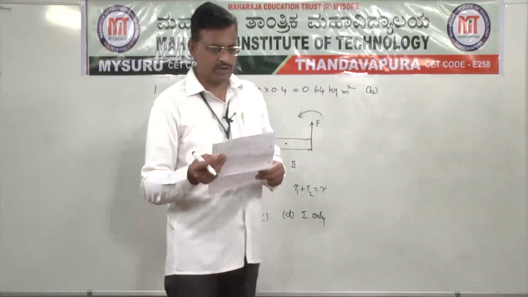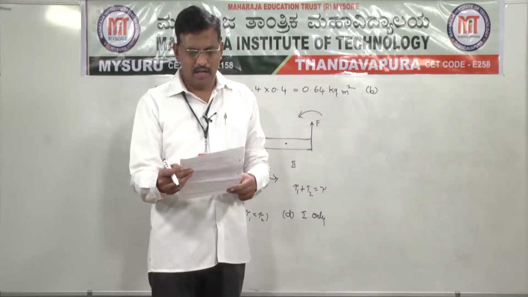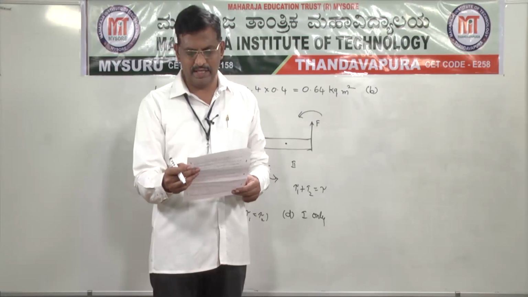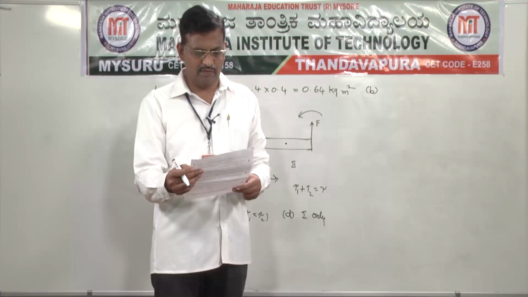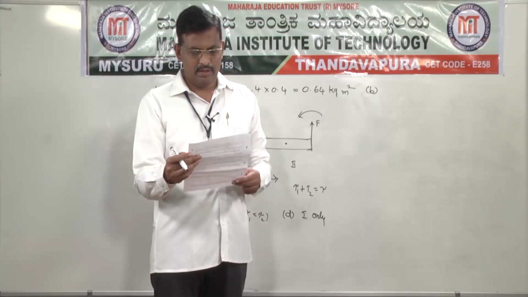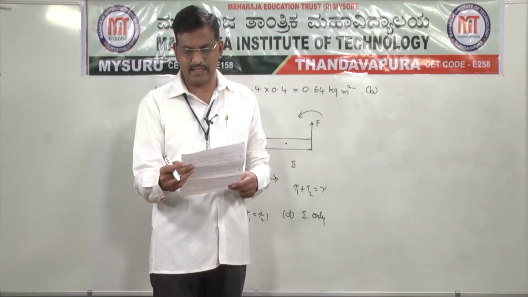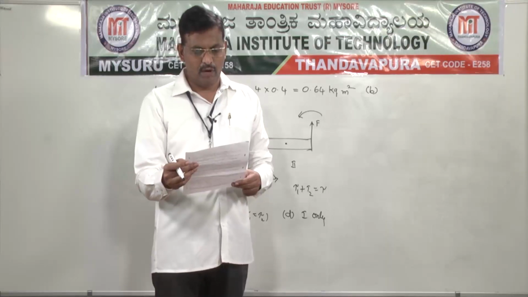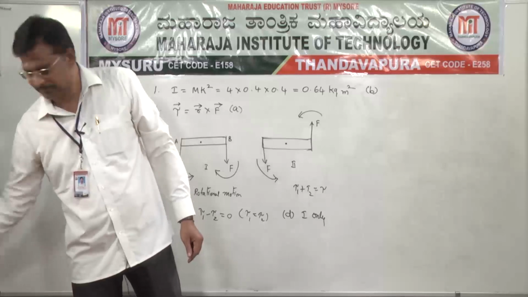Next, fourth question. Four particles, each of mass 1 kg, are placed at the corners of a square OABC of side 1 meter. O is at the origin of the coordinate system. OA and OC are aligned along the positive x-axis and positive y-axis respectively. What is the position vector of their center of mass?